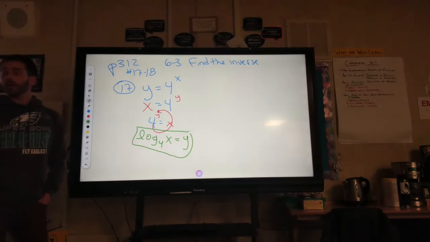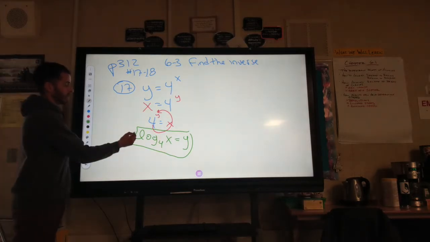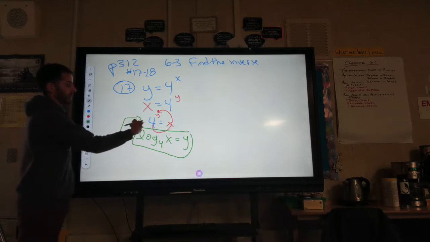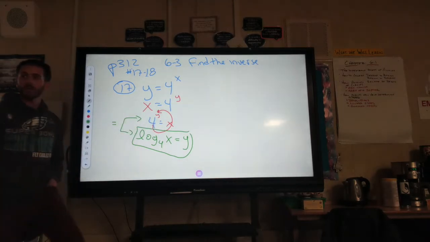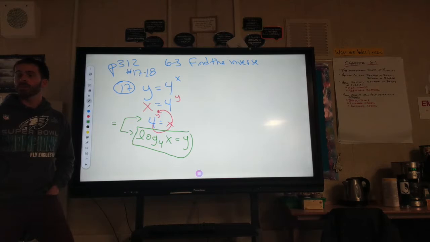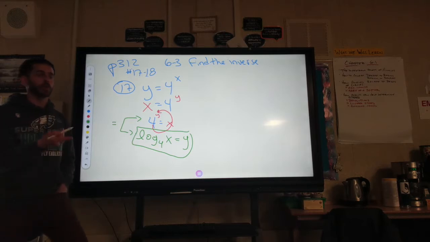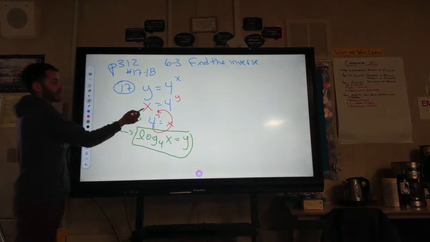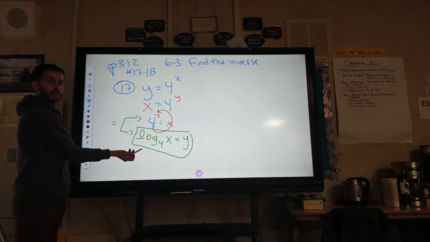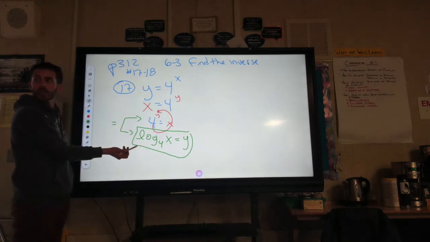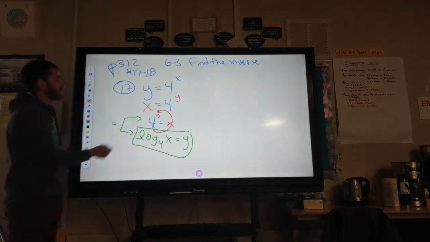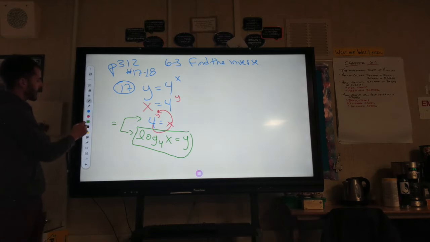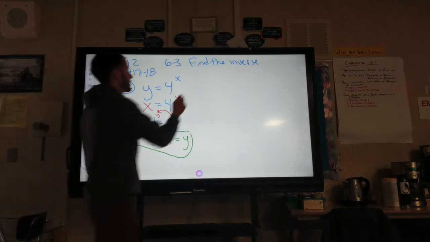By the way, you need to make a note of this in your book. This equation and this equation right here are equal. They're the same, which is going to come into play when we graph, okay? So, to find the inverse, switch the x and the y, swoosh it, that's your inverse. Rewrite it as a log, that's your inverse. But these two things are the same, and you'll see later. Okay, now the weird stuff, number 18.